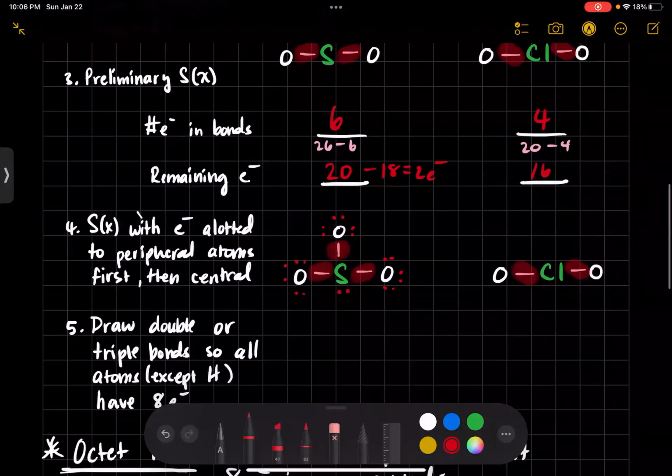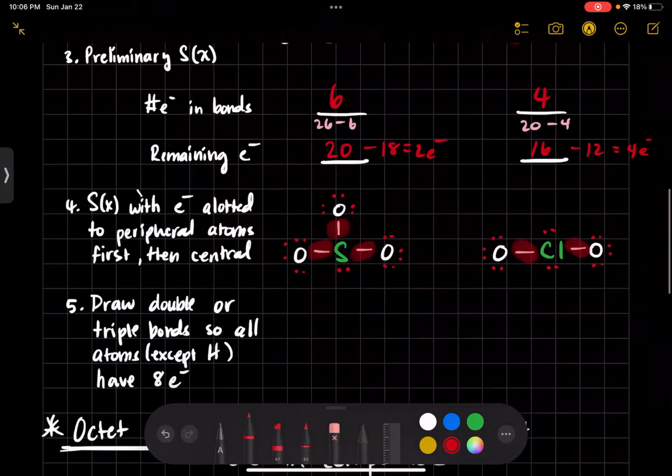In the chloride structure, same thing. I'm going to give each oxygen 6 electrons, so it has a total of 8. And that's a total of 6 times 2. That's 12 electrons used up. That leaves me 4 electrons, and I'm just going to give these remaining 4 electrons to chlorine.